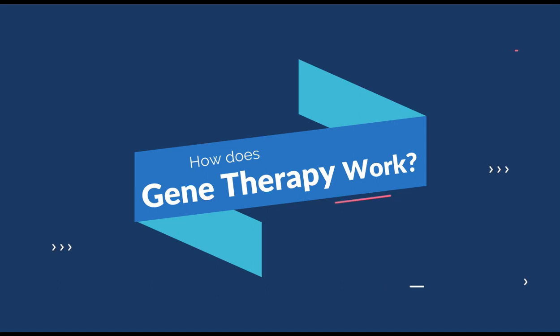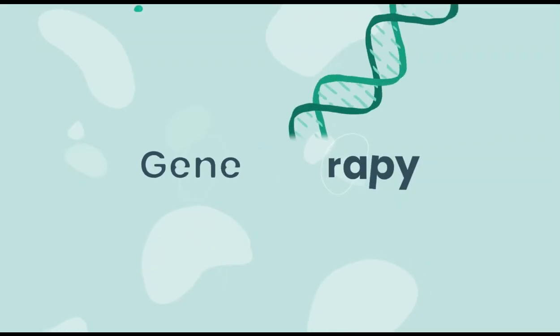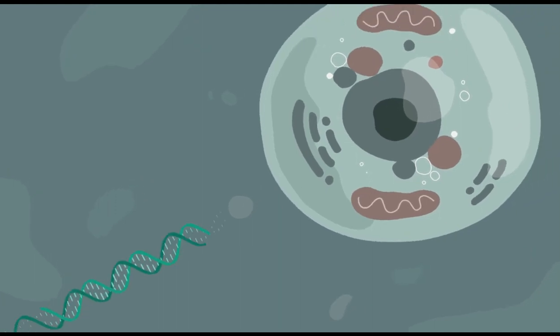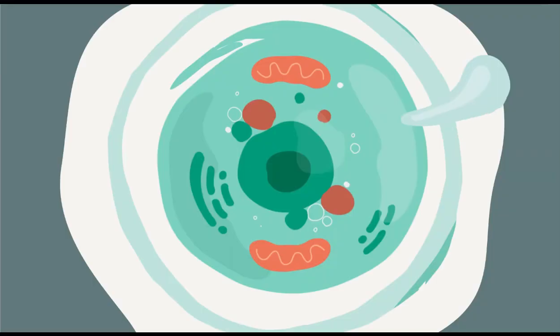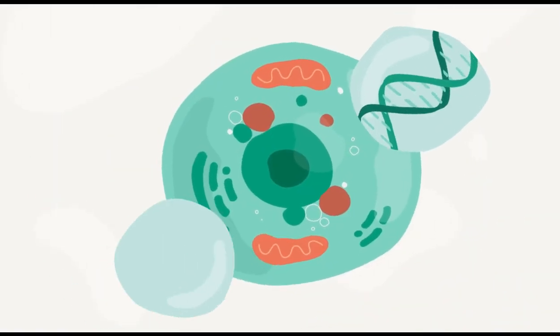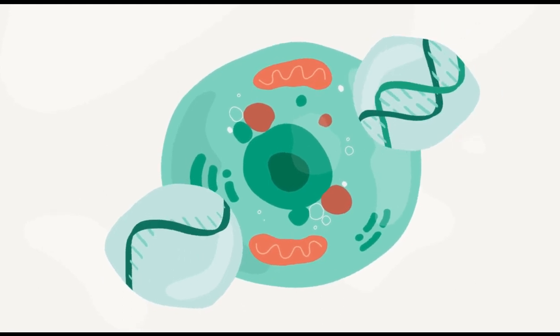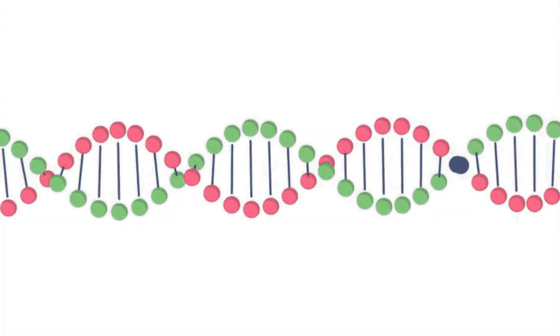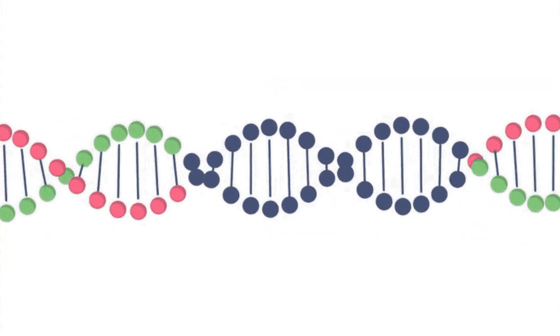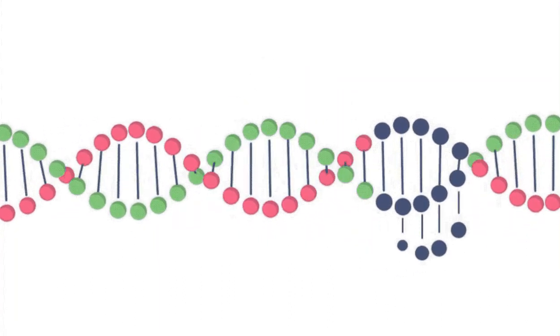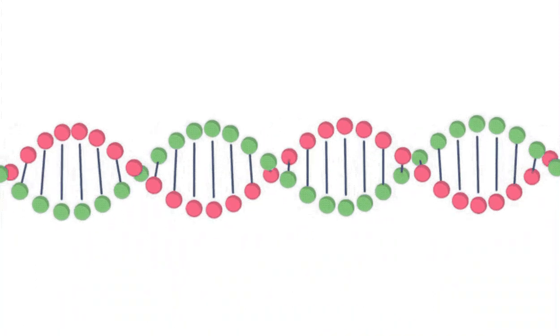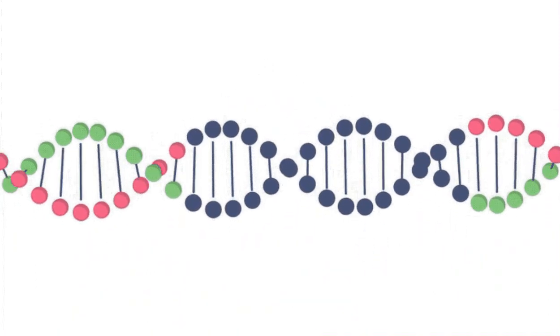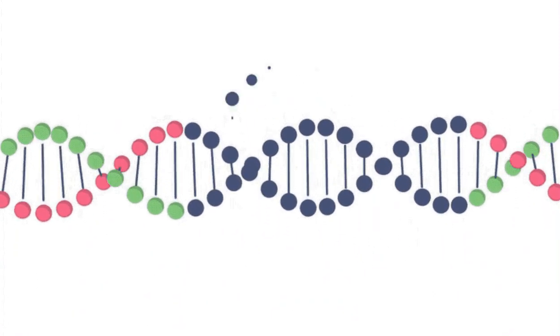How does gene therapy work? Gene therapy is designed to introduce genetic materials into cells to compensate for abnormal genes or to make a beneficial protein. If a mutated gene causes a necessary protein to be faulty or missing, gene therapy may be able to introduce a normal copy of the gene to restore the function of the protein.